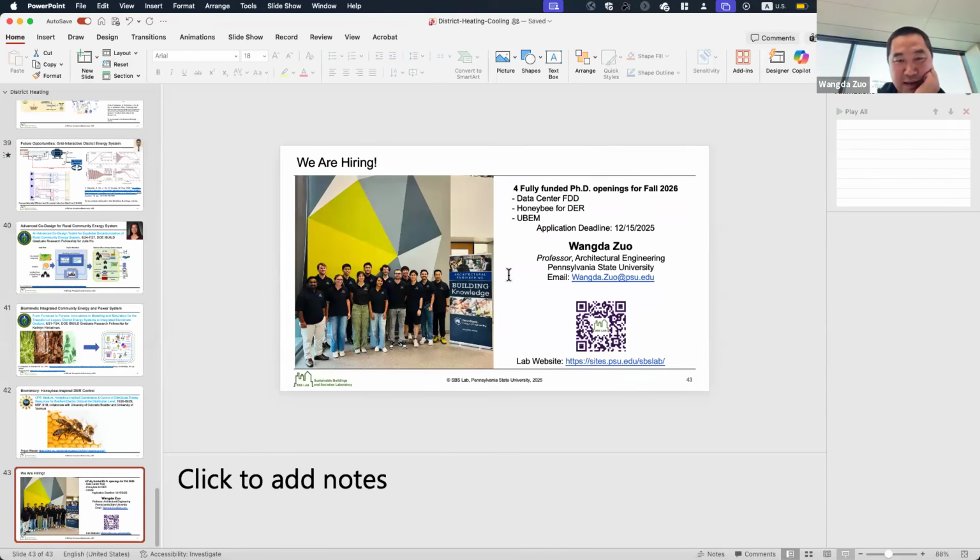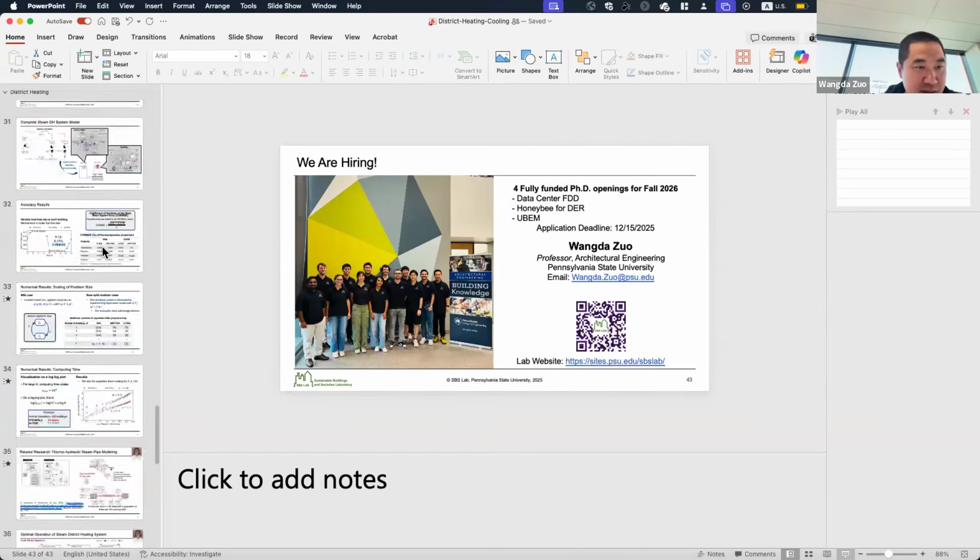The first question is for Katie's pipe network, district network, where there's some data input to the buildings. So his question is, where's the data from? The data is from the CU Boulder campus.